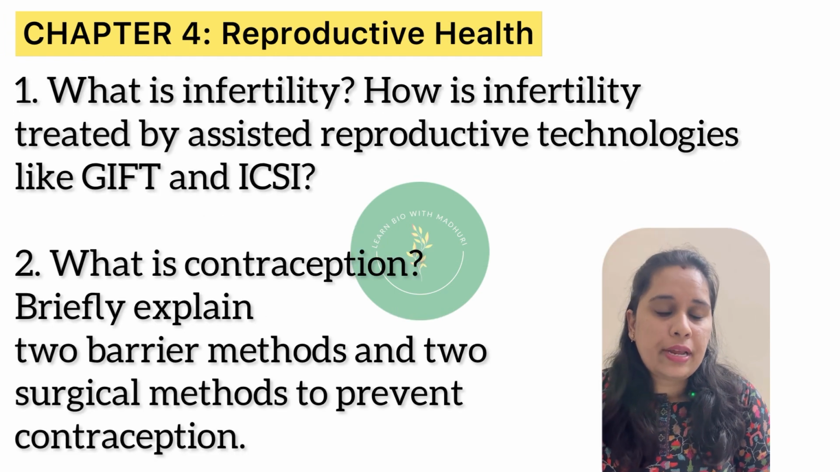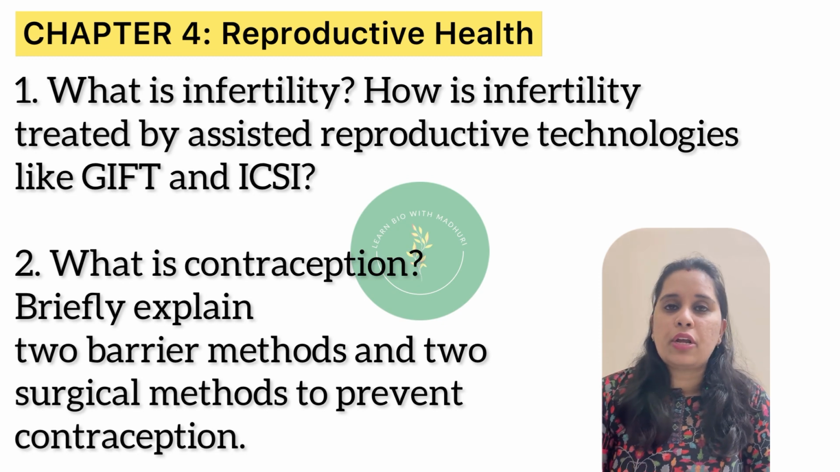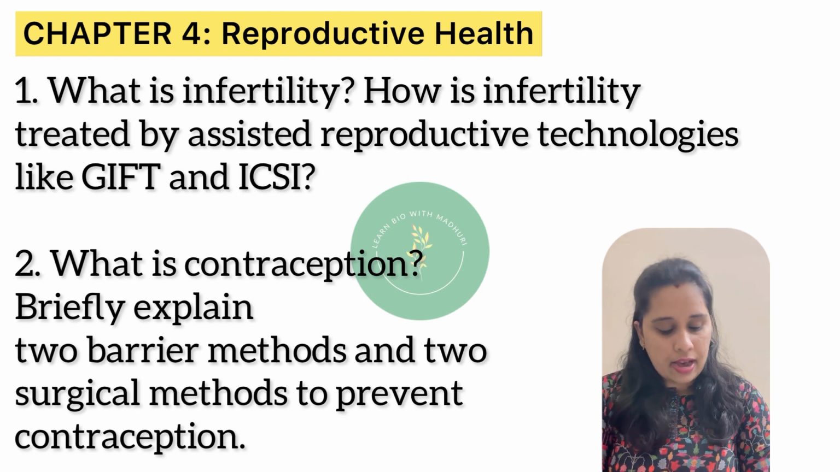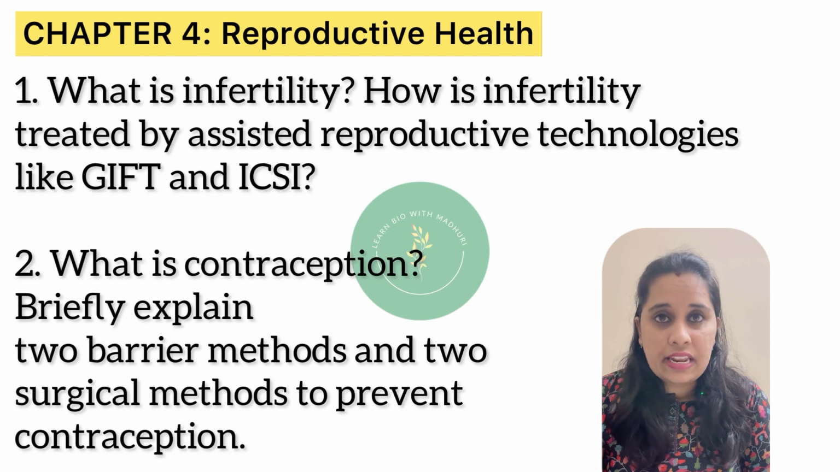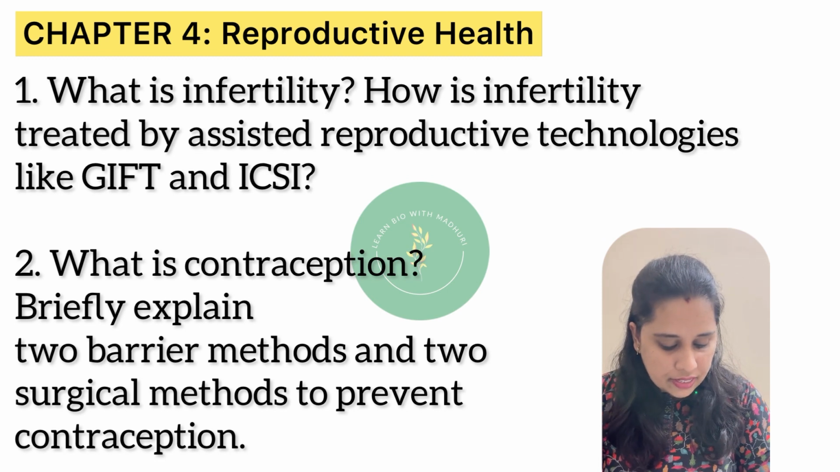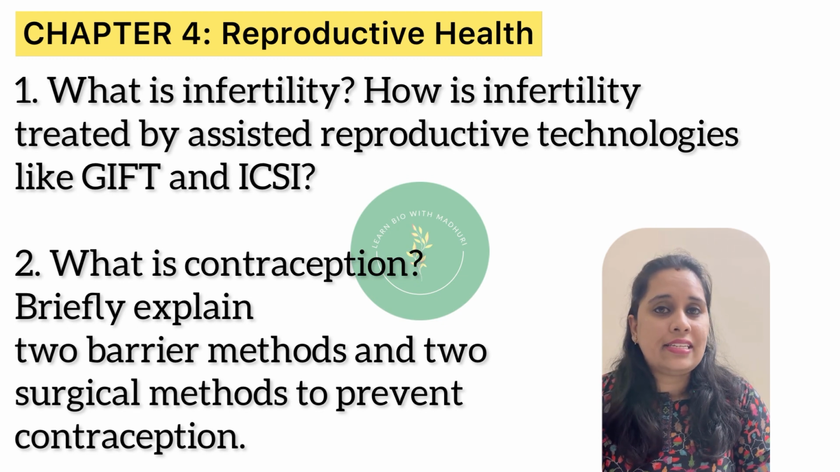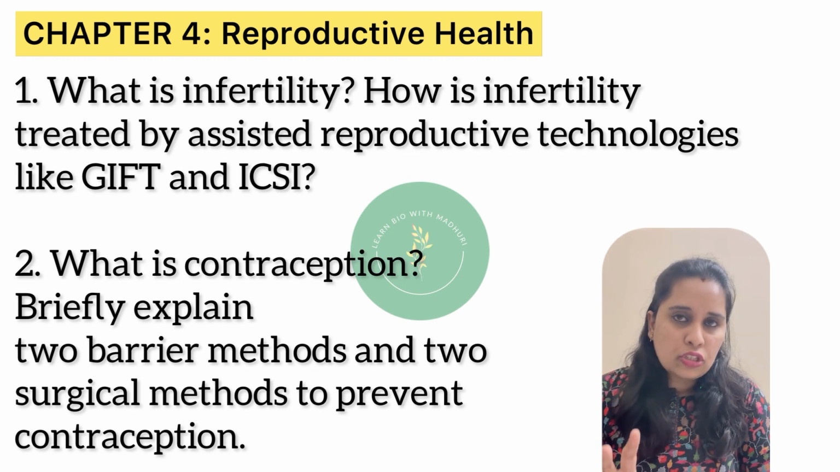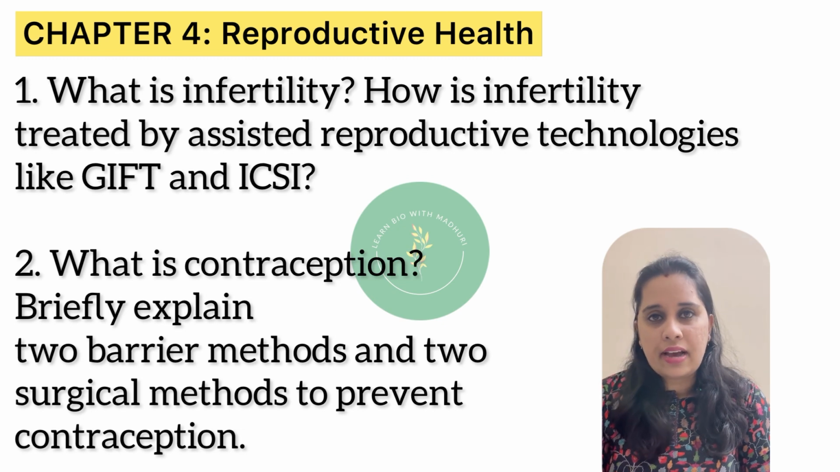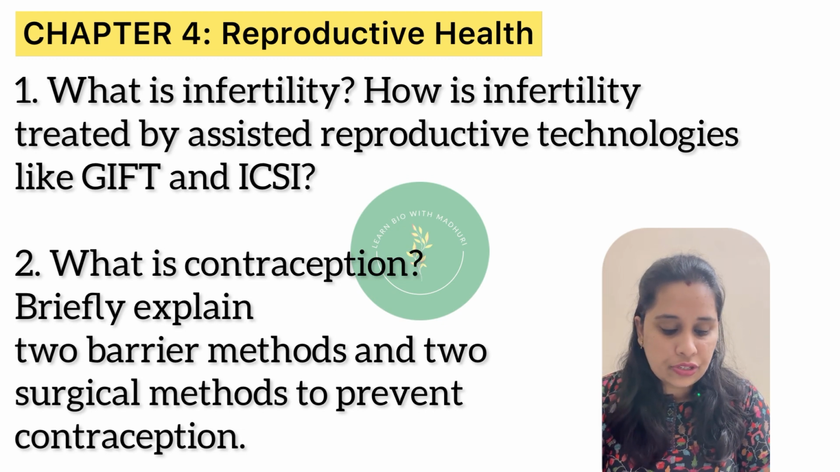Chapter number 4, reproductive health. 2 important questions can be asked for 5 marks. So first one, what is infertility? How is infertility treated by assisted reproductive technologies like GIFT as well as ICSI? Okay. So these questions have been commonly asked. So I have chosen these questions.